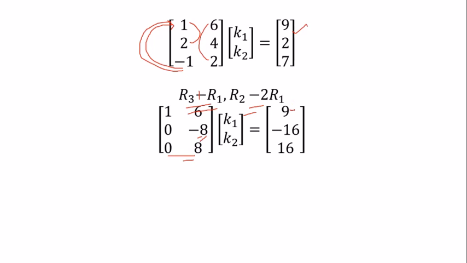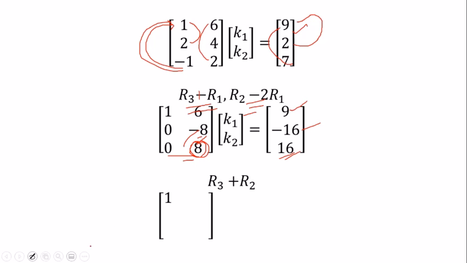The first row is the same. Now R2 minus 2R1, so 2 minus 18 is minus 16, and similarly R3 plus R1, so 7 plus 9, that is 16. So you get this system. Again, here we'll apply one more transformation, R3 plus R2, so that this element also becomes 0, 8 minus 8, 0. And therefore in the last equation we'll get 16, 0, minus 8, 0, 0.